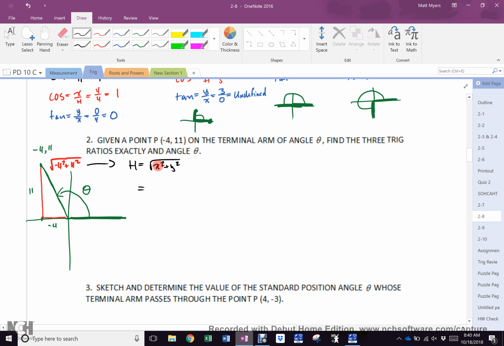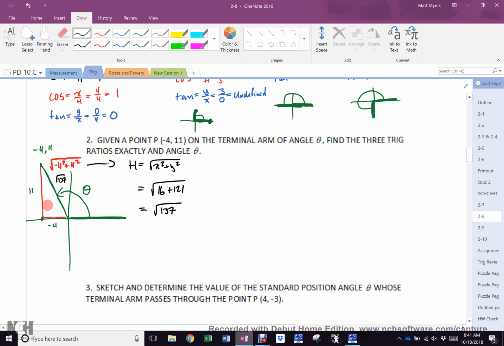What is the square of negative 4? 16. What is the square of 11? 121. What is 16 plus 121? 137. Is that a perfect square? No, so we leave it. Everybody understand? Okay, so now we have an h, yes? It is the square root of 137.